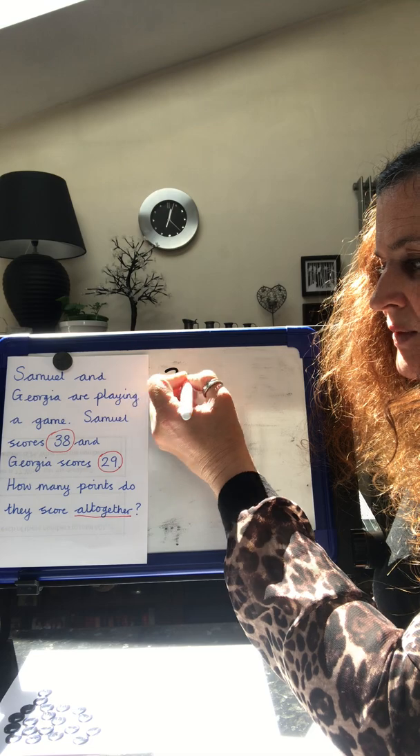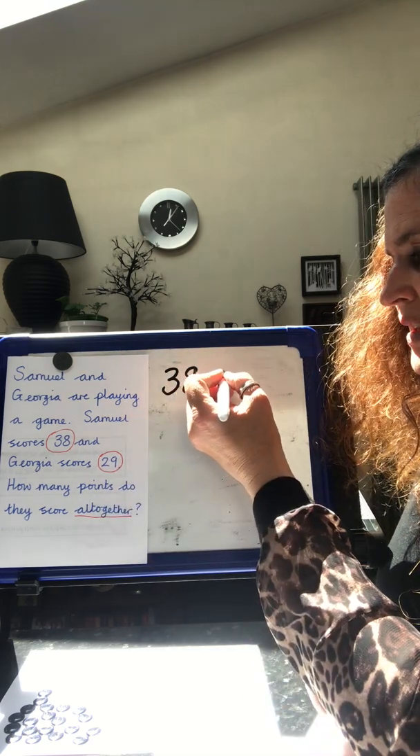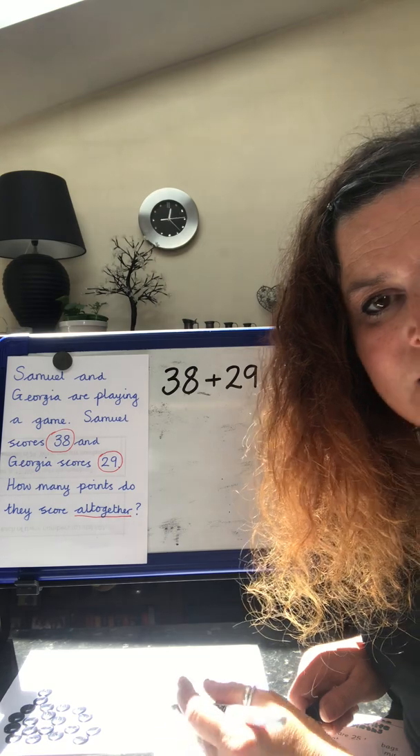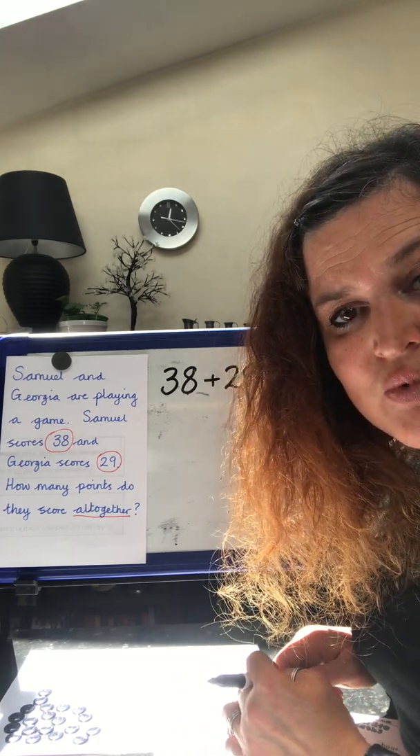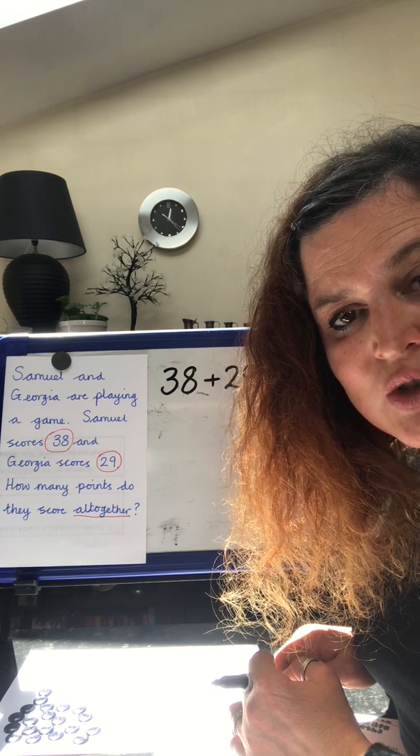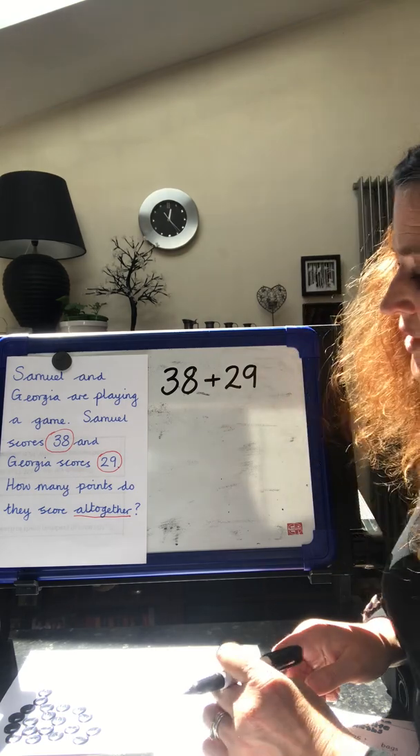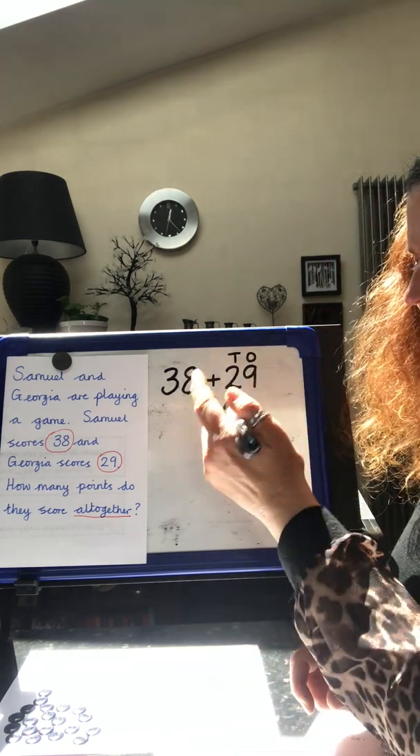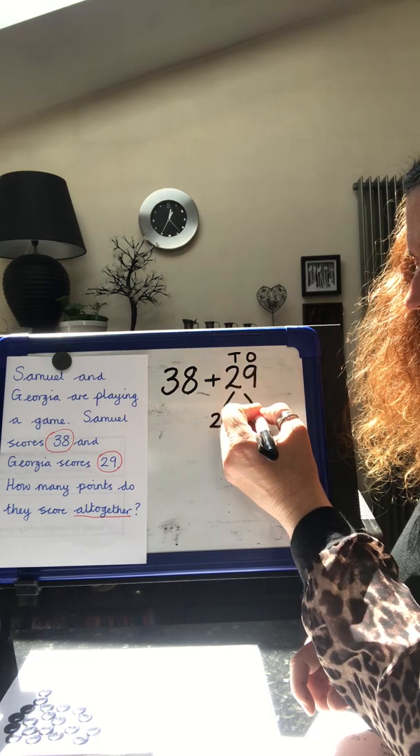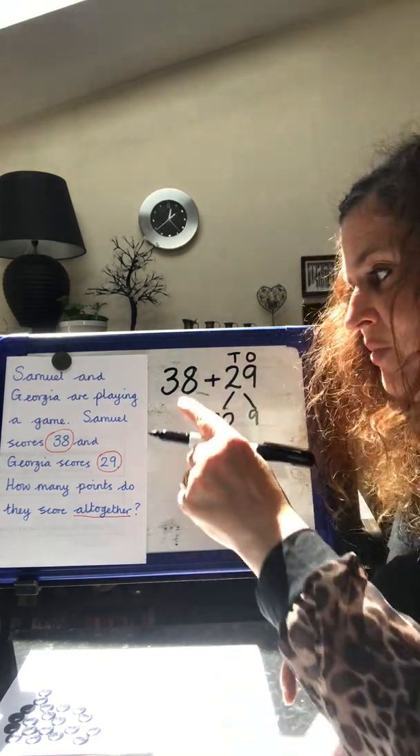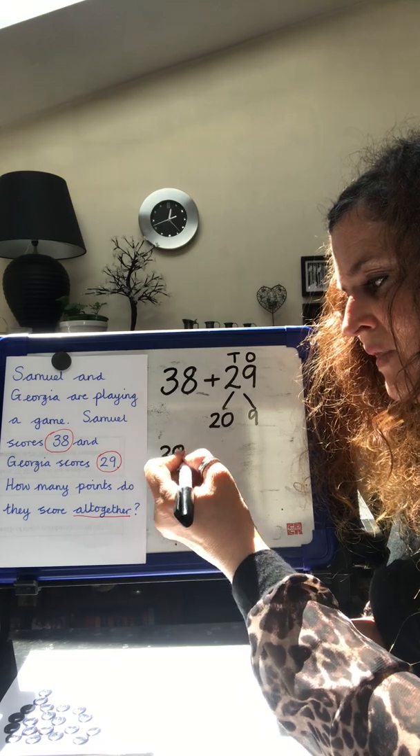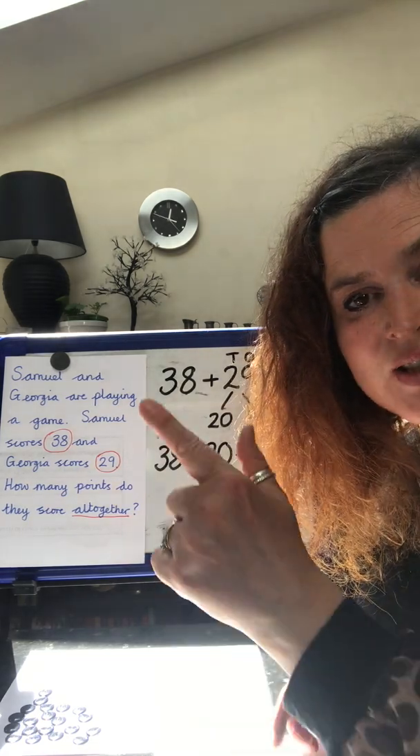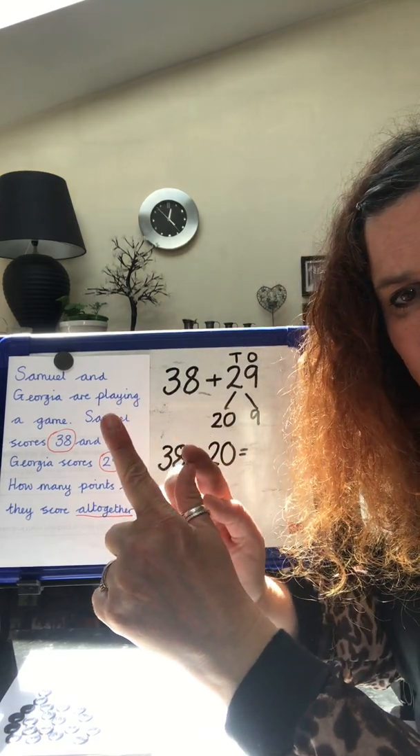Samuel scored 38 and Georgia scored 29. So all together I need to add them together. Now to do this you can use your skills that you practiced on Monday. You can calculate the 2-digit add 2-digit number sentence, first of all by partitioning the second number. So I have 2 10s, 20 and 9 1s. So I can bring the number 38 down the board and I can add on the 10s. Okay, so 38, I'm adding on 2 10s, 38, 48, 58.